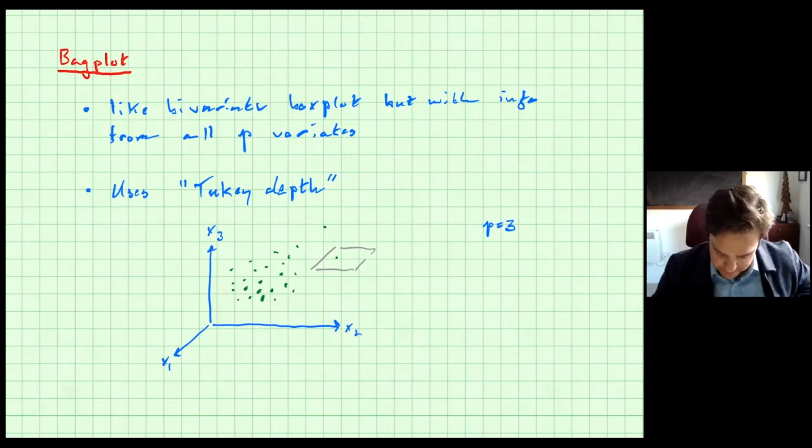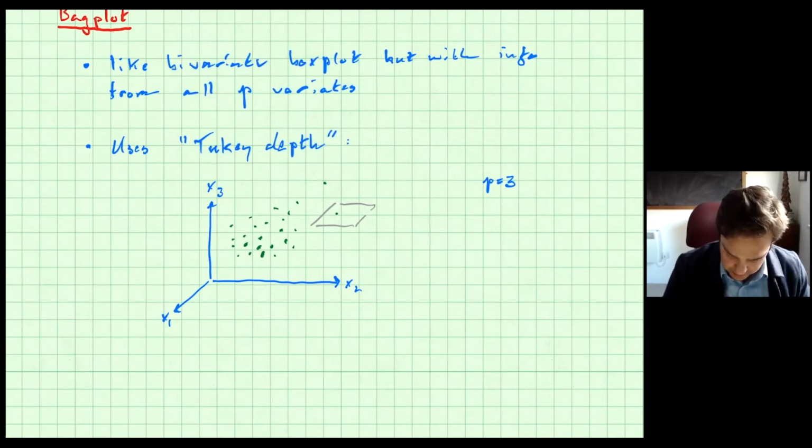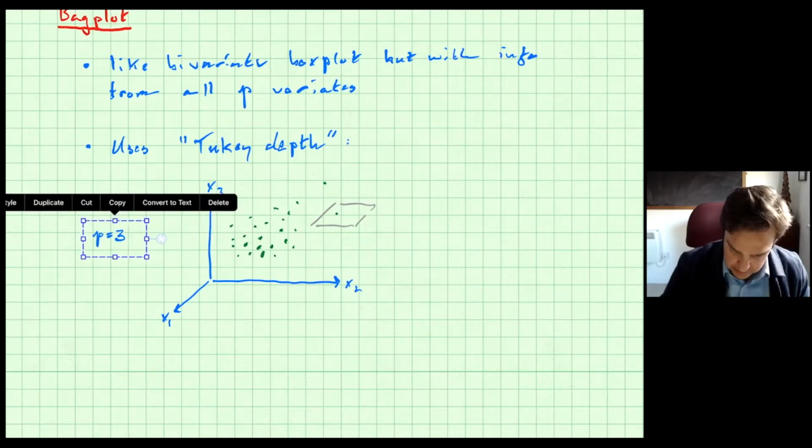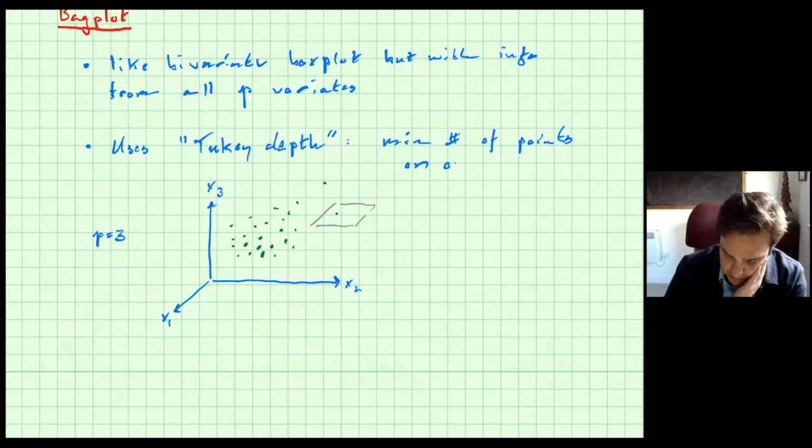The Tukey depth is defined as, let me move this p equals 3 somewhere, all right, the Tukey depth is the minimum number of points on one side of the hyperplane, which in this case is just a plane, through the point.